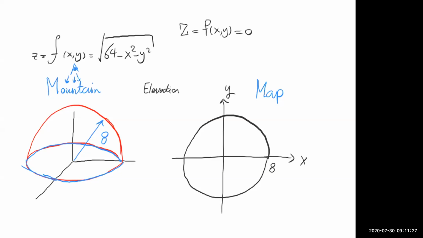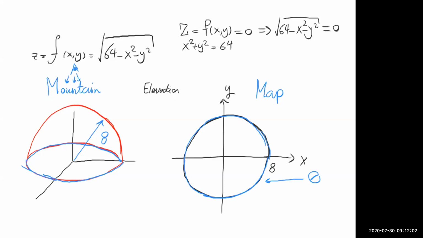But we can write that also in terms of our equation. It means square root of 64 minus x squared minus y squared is 0. If I square both sides, I would see x squared plus y squared is 64. It's exactly the equation of this circle here. So this is where the elevation from sea level is 0. This is the level set of 0.